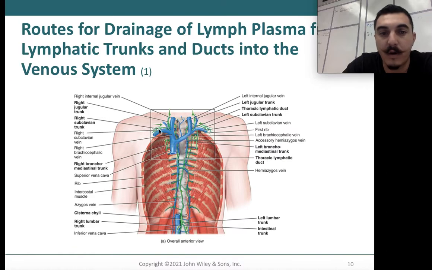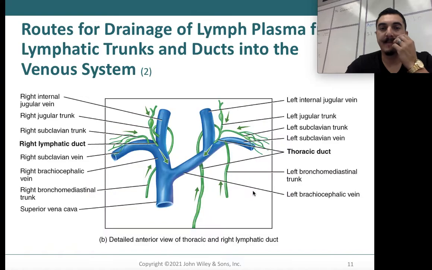So the liquid all around those areas near those veins is going to go in through those specific areas to get drained and cleaned out and get rid of those pathogens that are coming around. On the bottom we have our right lumbar trunk as well, the left lumbar trunk, different areas.